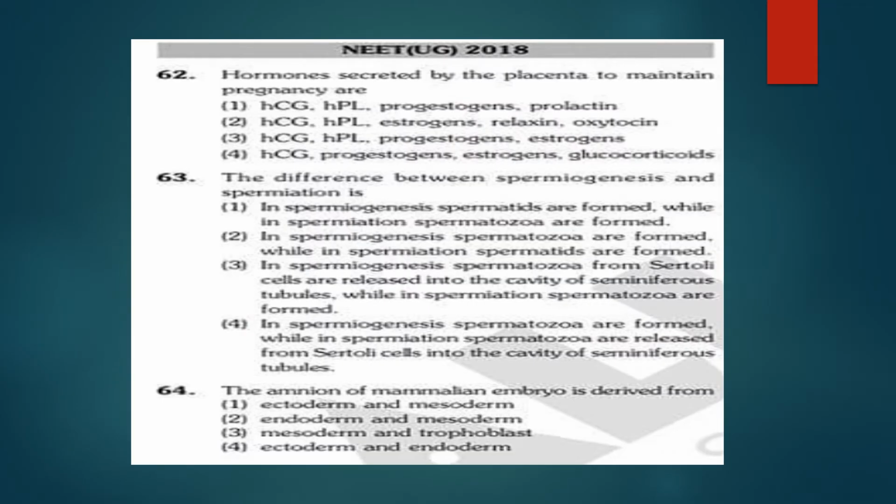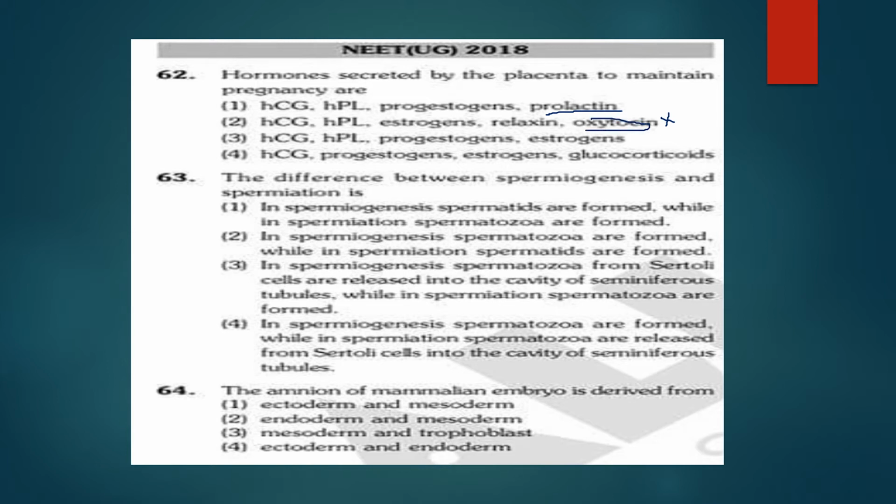And now coming to the NEET question which was asked in 2018, that is the 62nd question. Hormones secreted by the placenta to maintain pregnancy are. Okay, here HCG, HPL is being produced. Progesterone is also produced, but prolactin is not produced. In the same way, HCG, HPL, estrogen, relaxin are produced, but not the oxytocin. Oxytocin is produced by the hypothalamus. So this one is the wrong one.